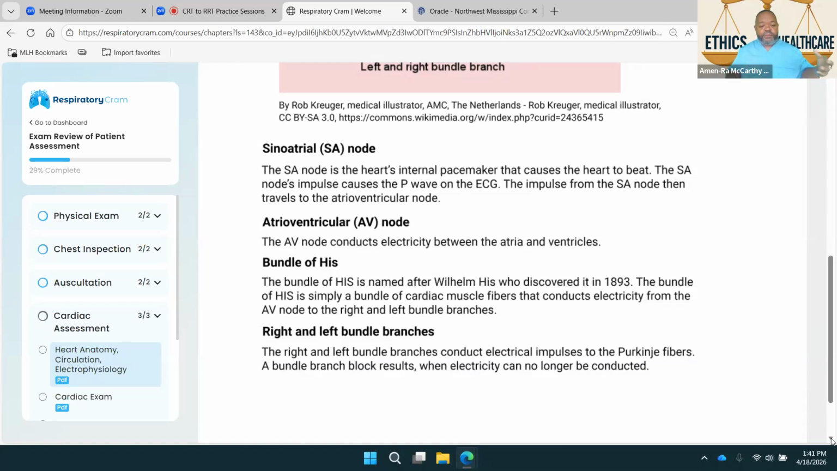And then those right and left bundle branches conduct electrical pulses to the Purkinje fibers. I like that word. And a bundle branch block results when electricity can no longer be conducted. So when people have blocks like a second degree block, type 1 or type 2, a third degree block or a first degree block, that all is happening because these right and left bundle branches are not conducting or firing like they should. Okay, and we can see that on an ECG or EKG.